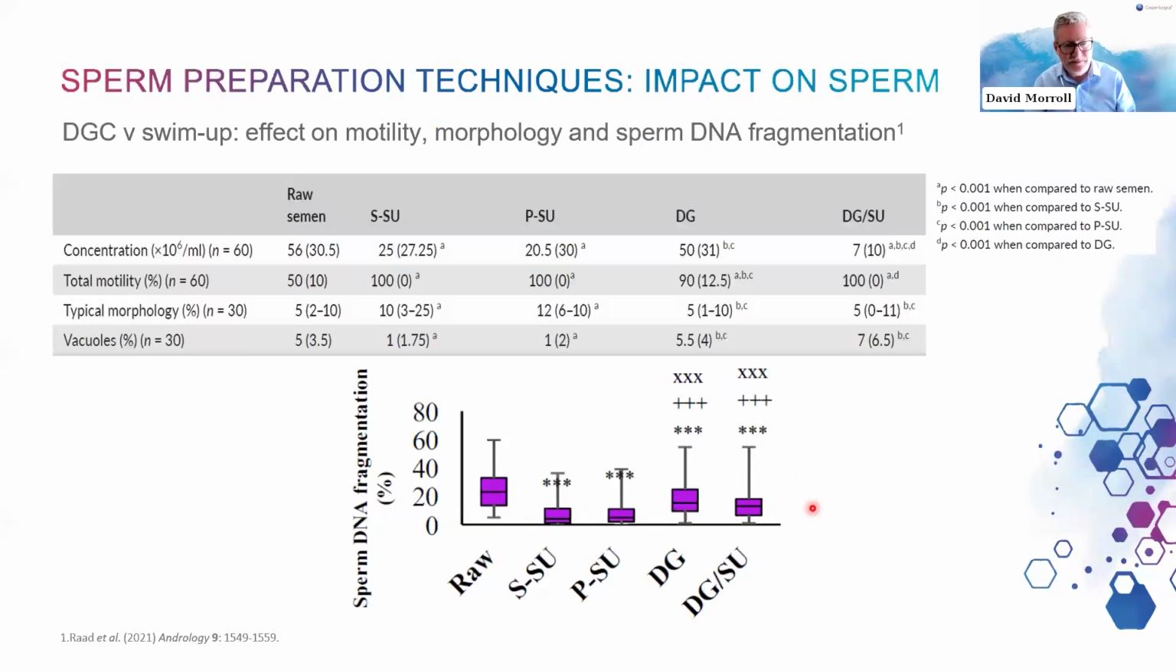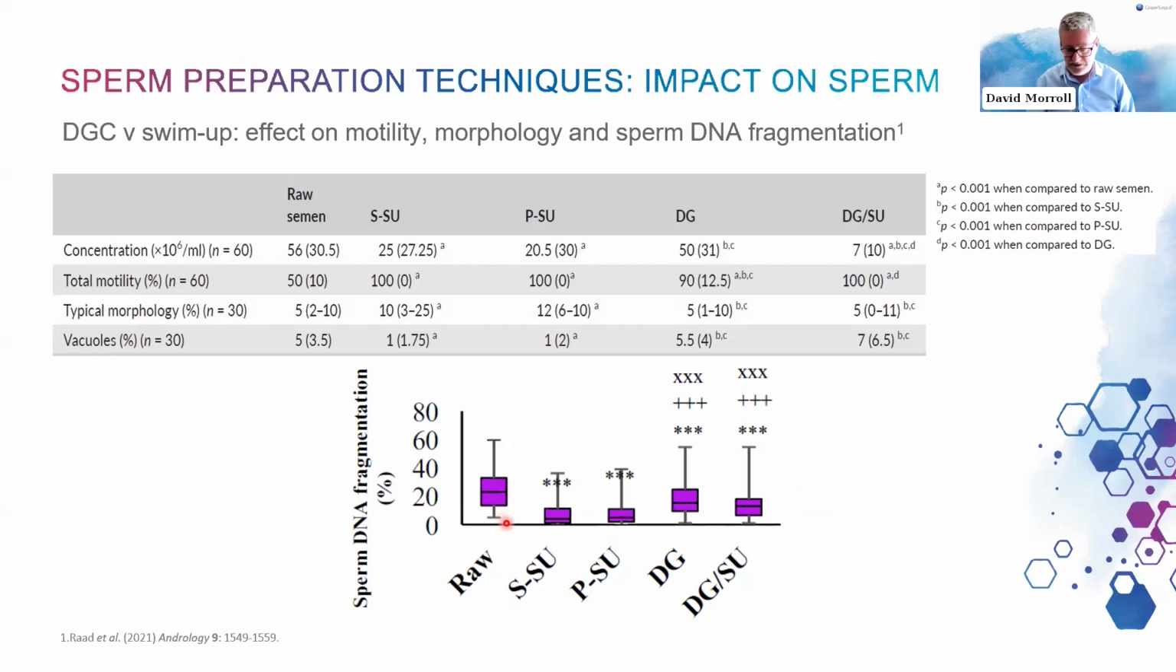Does it matter? This is a paper from Rad and colleagues. I could have picked any number. This is comparing sperm DNA fragmentation rates after preparation by standard swim up, pelleting swim up, so that's wash then swim up, which we don't generally advise, density gradient and density gradient versus swim up. And you can see the swim ups do really quite nicely. The density gradients also reduce DNA fragmentation. And it's quite a step down from the raw semen.